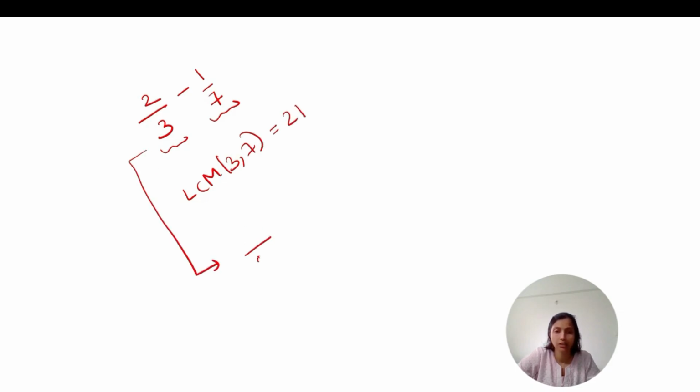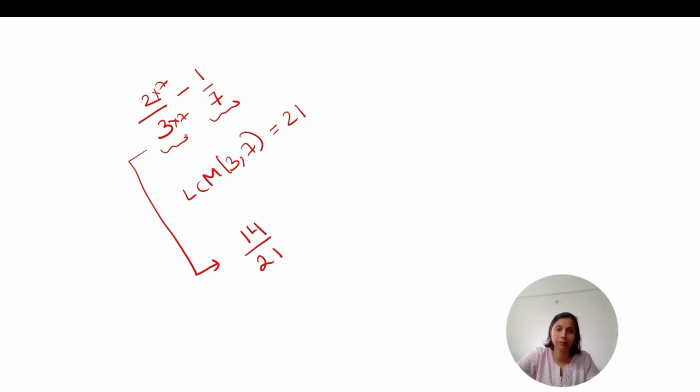One more example, 2 by 3 minus 1 by 7. Here again denominators are different. I will take the LCM of 3 and 7, which is equal to 21. So 2 by 3 I will transform to a fraction where denominator is 21. For that I need to multiply numerator and denominator by same number.